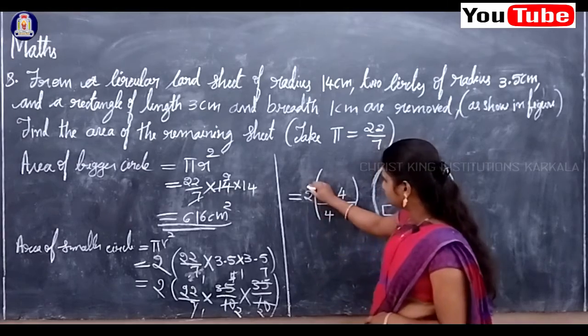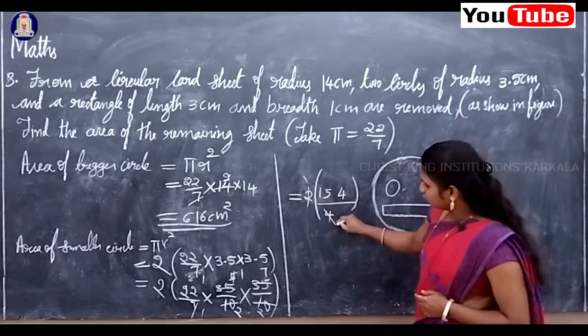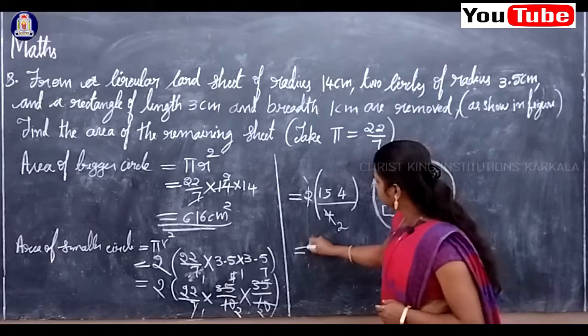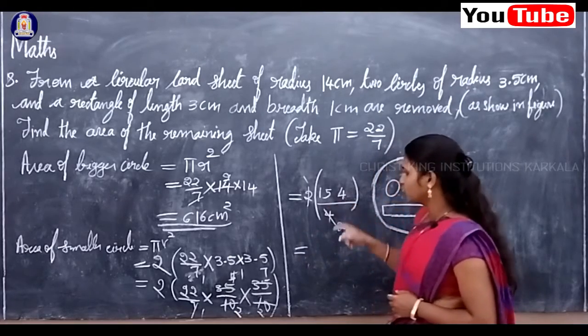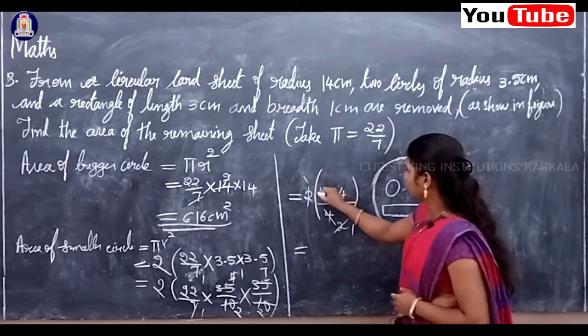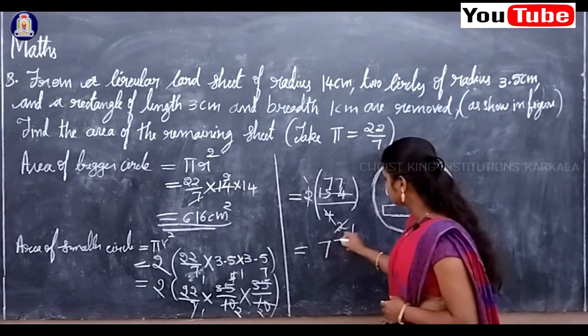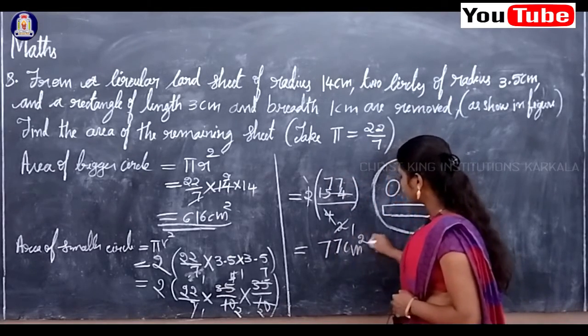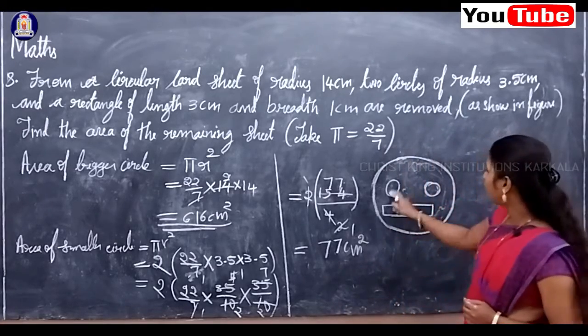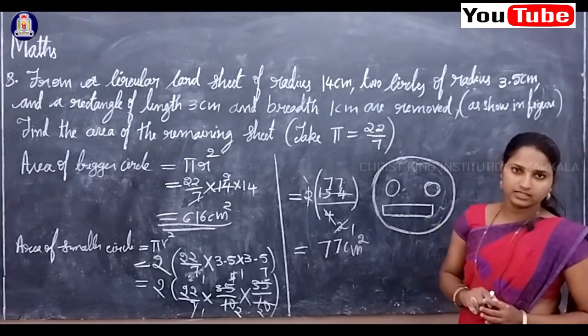So now again, divide: 2 ones are 2, 2 sevens are 14. So the answer is 154 divided by 2, you can simplify. That answer is 77 centimeter square. That is the area of the two smaller circles.